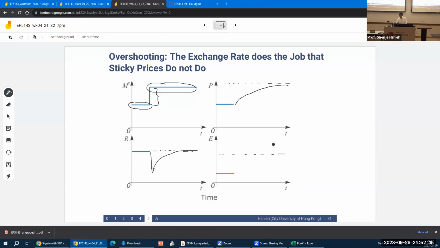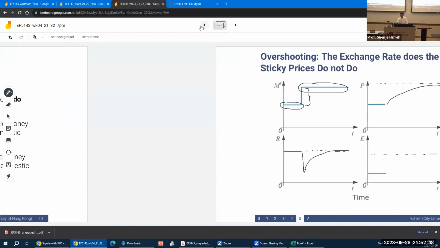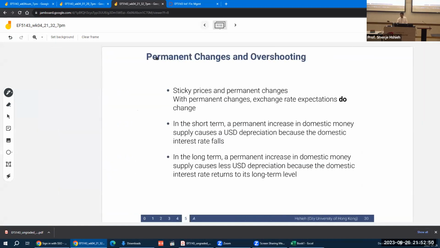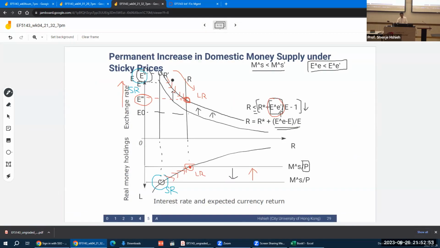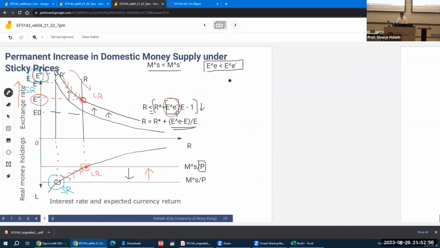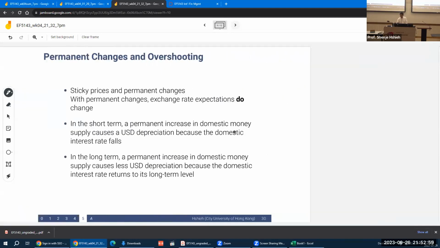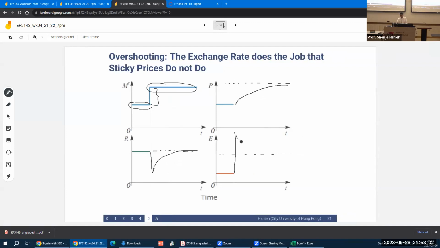But for E, what do we see? We see here a jump, an overshoot, and then a reversion, right? So here I'm going to show you a jump. This is our short run impact, right? And then a reversion back to our long term E. So that's basically what you witnessed during our analysis. So prices don't move in the short run, right? That's why you have sticky prices here.